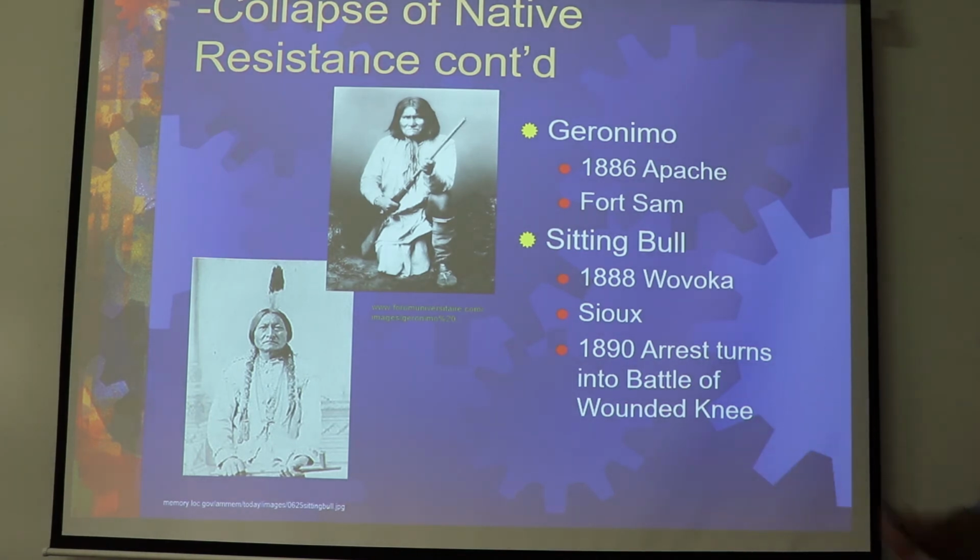Then we have Geronimo, who was an Apache who successfully kept off an encroachment for about 15 years, fought against it. Finally, he's captured, where he's taken to Fort Sam in San Antonio. And on Fort Sam, they have a building called the Quadrangle. That's where the garrison commander used to live. That has a big enclosed courtyard in it.